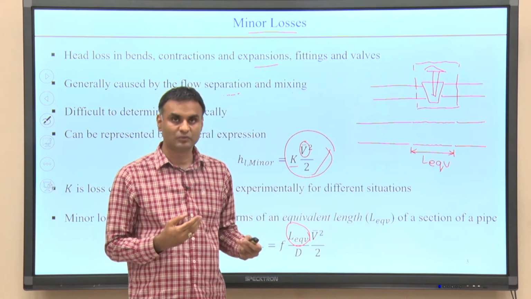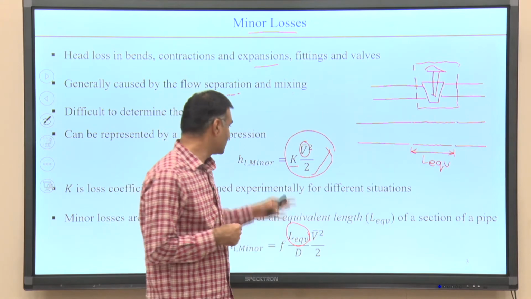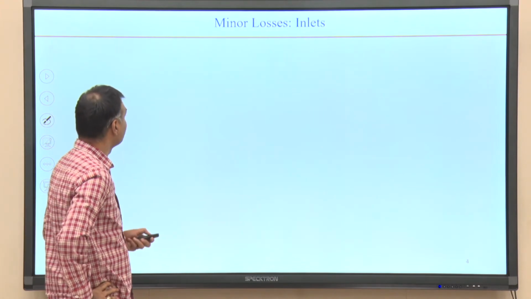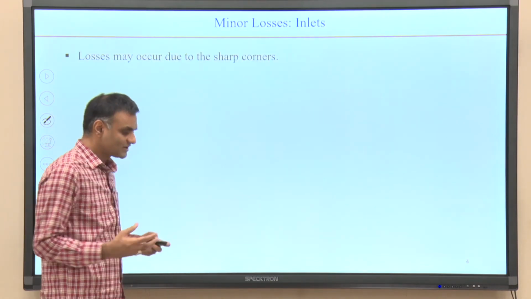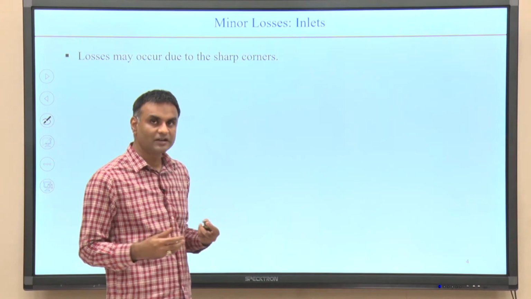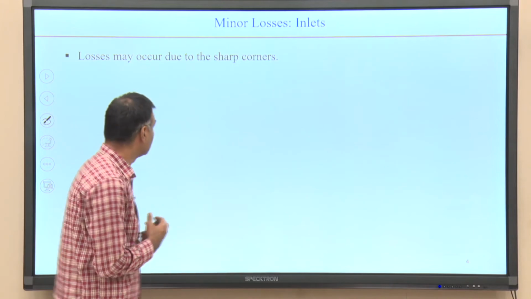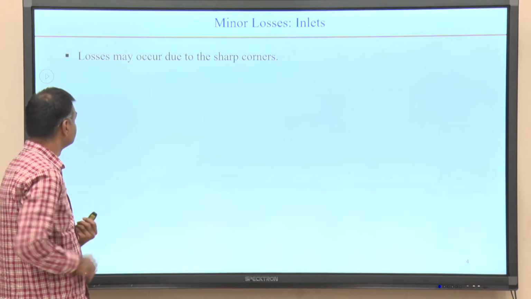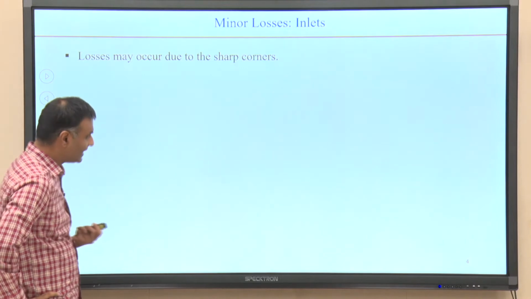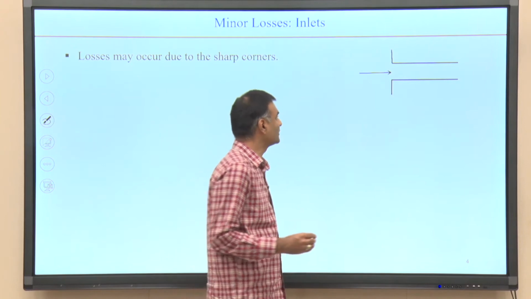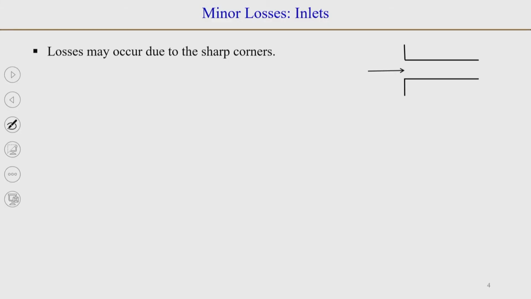Generally, you will find in most cases the values are given in the form of K, or minor loss coefficient. Okay. Now we will discuss briefly for each component what the causes of different minor losses can be, or what the typical values or expressions are, if available. So, if we talk about inlets, if the flow from a reservoir is coming into a piping system and the corners are sharp here, then the losses are large.